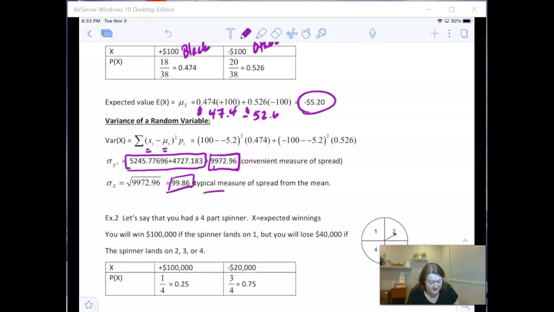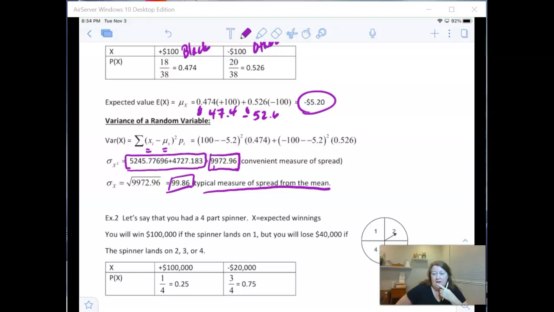So if I take the square root, I end up with 99.86. This is the typical or the average spread from the mean, same definition that we had before. So on average, playing this game of roulette, I'm going to lose $5.20, give or take $99.86. That's a huge range when we're only talking about plus 100 and minus 100. So it's basically saying it's going to vary almost $100 either side of $5.20 of a loss. So I could be off when I say I'm going to lose $5.20 on one game. I could be off by almost $100. That kind of makes sense, right? Either I made 100 or I lost 100.